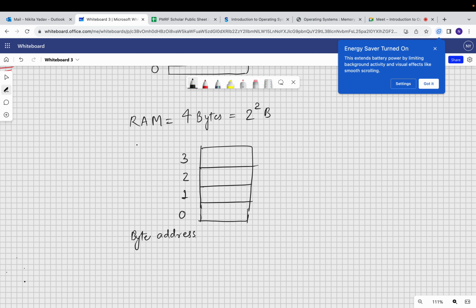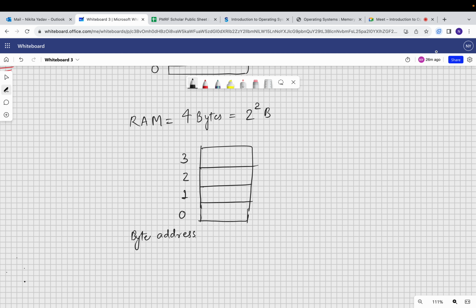Now, how many bits are required to address a byte? Log to the base 2. You need only 2 bits, right? When you say 00, this is your address: 00, 01, 10, 11. So you need only 2 bits to address 4 bytes. So if your size is 2 to power 64, then you need 64 bits.